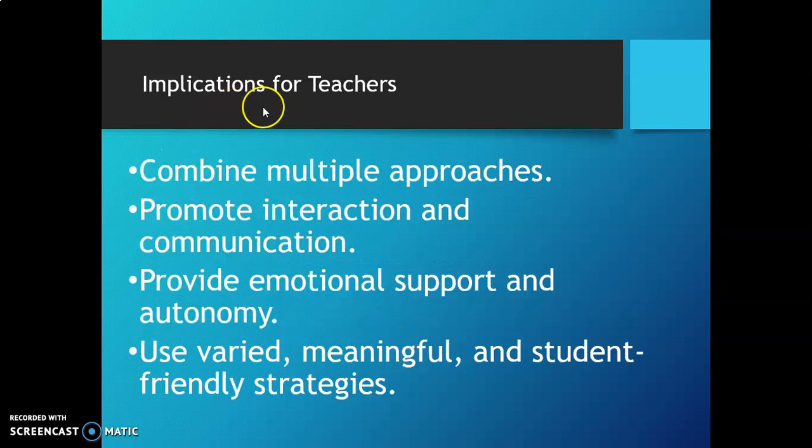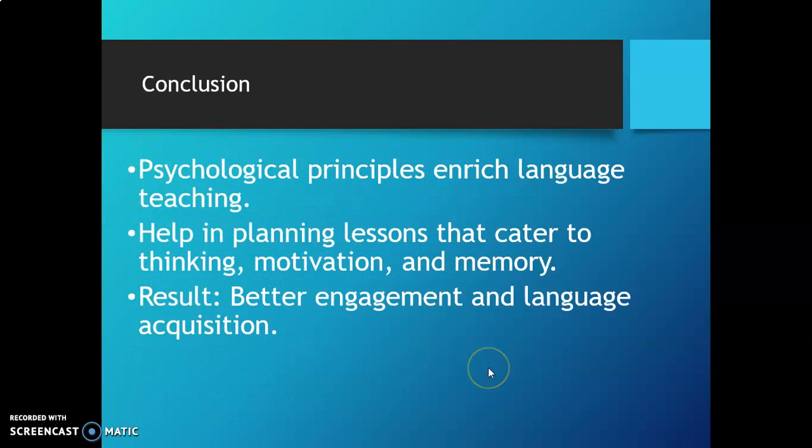Now the implications for teachers: we should combine multiple approaches while teaching the language, and we should promote interaction and communication in the classroom, and wherever needed we can provide emotional support and autonomy, and we should use varied, meaningful and student-friendly strategies in the classroom.